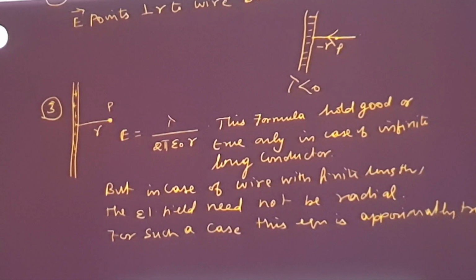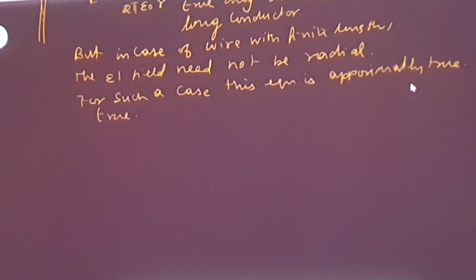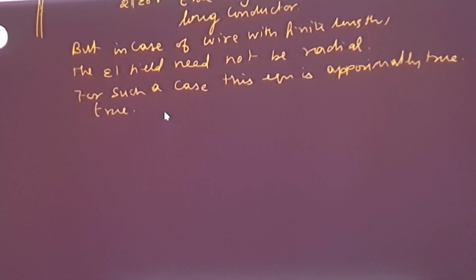How do you find the electrical field in the case of a finite wire? If you take a finite wire of definite length, we have to consider the point at the center. We take the electrical field at the center, and that point should be far away from both ends of the wire, from this end as well as from this end. Then it is considered to be approximately true.